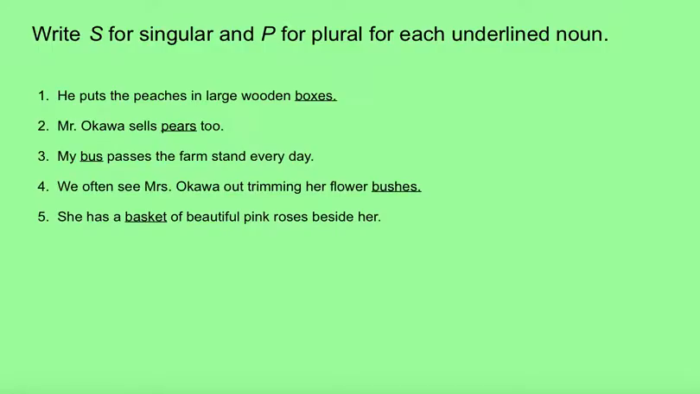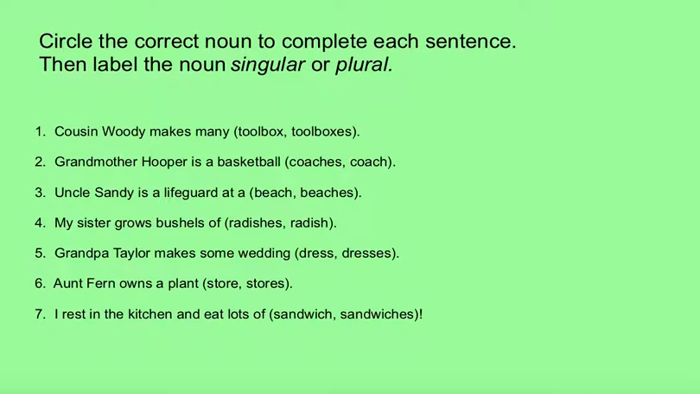But the other thing that you're going to need to do is do this activity on the smartboard. You do not have to do this on paper. So let's write S for singular and P for plural on this. He puts the peaches in large wooden boxes. We're really only looking at one word right here for each underlined noun, so that is plural. So you'll write P. You and your group will do this together. Mr. Okawa sells pears too, so you'll look at the word that's underlined only. Okay? Now we move on.